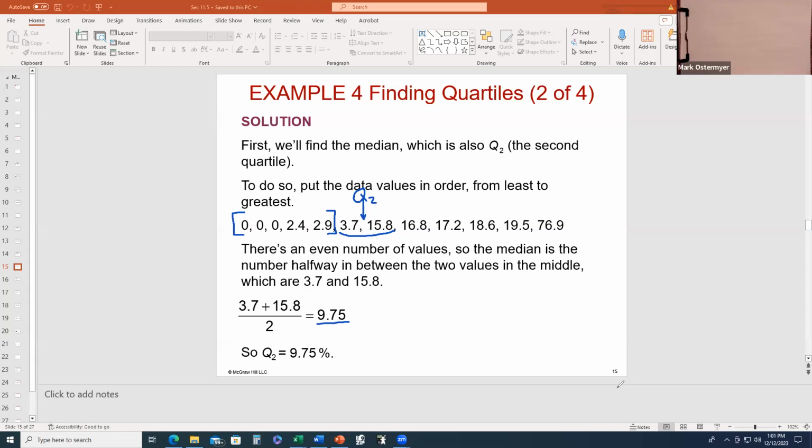That's your 25th percentile. Now, to get the third quartile, that's going to be the median of the upper half of your data.